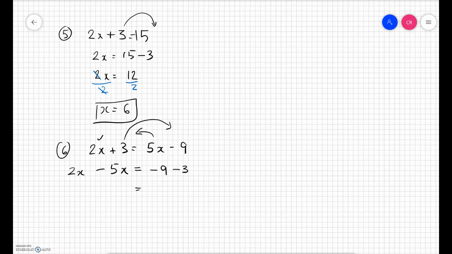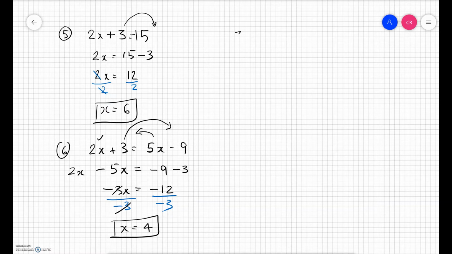Technology is not perfect. So now we simplify both sides. 2 minus 5 is negative 3x. Negative 9 minus 3 is negative 12. So again, we divide both sides by negative 3. Now the negative 3 goes, and you're left with x equals negative 12 divided by negative 3, which is just a positive 4. Now we're almost there.